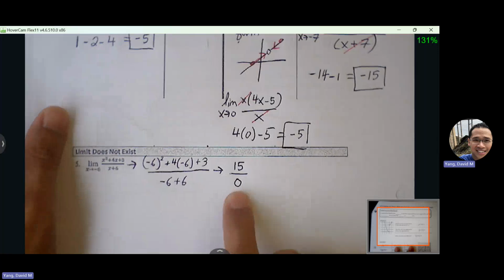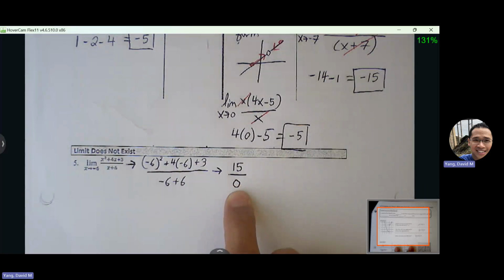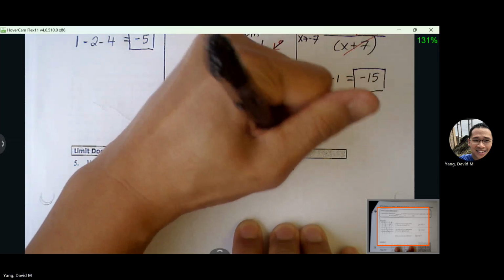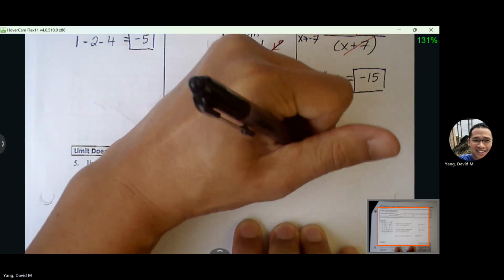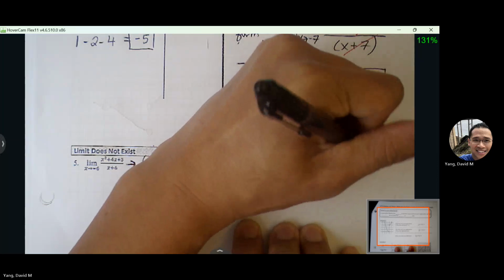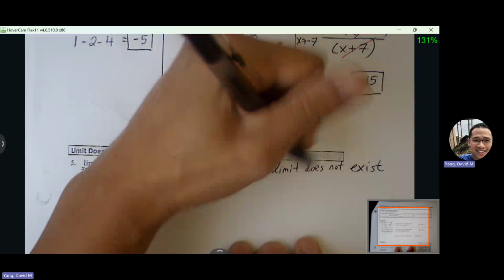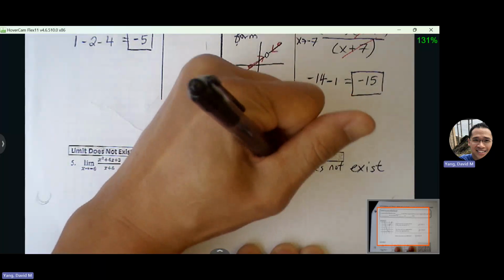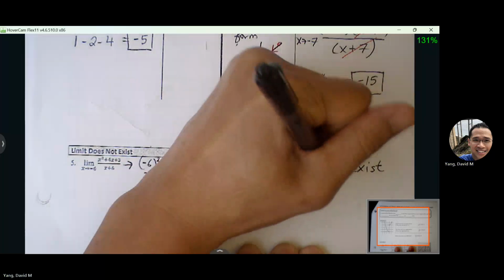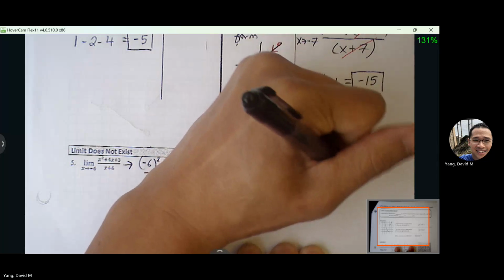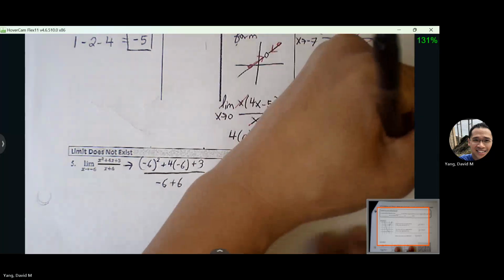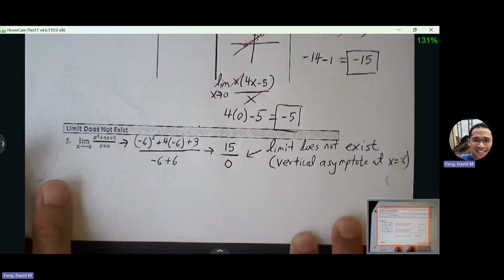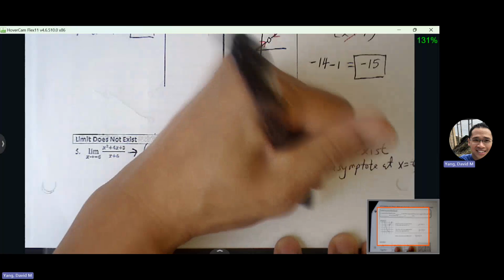This is something different. This is completely undefined. So here we would say that the limit does not exist at all. And the reason why is because whenever you see a non-zero over a 0, that means there's a vertical asymptote in the way at x equals -6. I haven't talked about asymptotes yesterday, so let me just talk about that real quick.